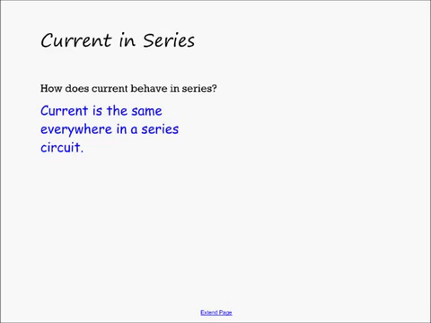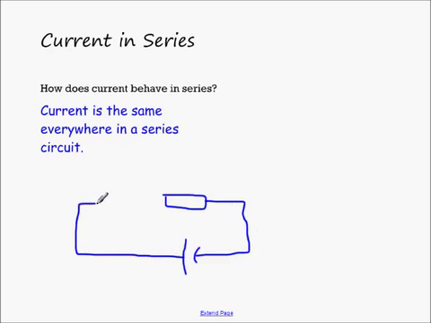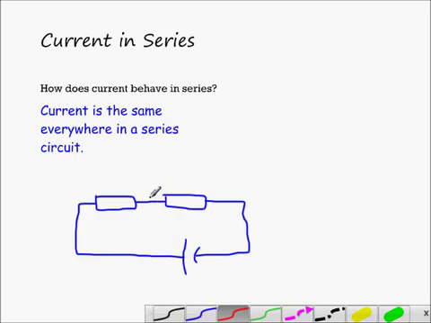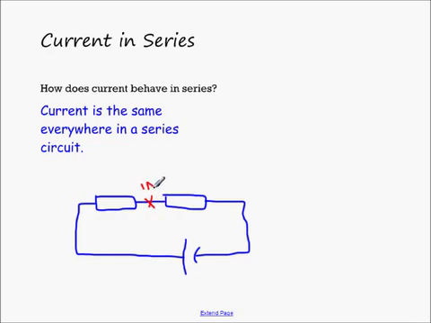So if we draw a series circuit, I'll just sketch one: a resistor, and let's put in a cell, and maybe another resistor. If we measure the current there to be 1 amp, it's going to be 1 amp there, there, there, everywhere. So the flow of that current is the same everywhere. It's only different for a parallel circuit, which we'll get into soon.